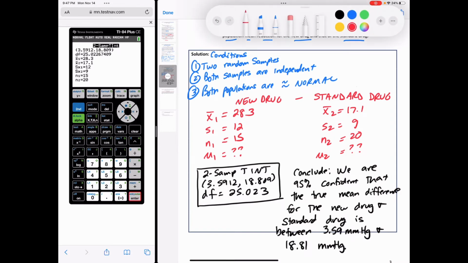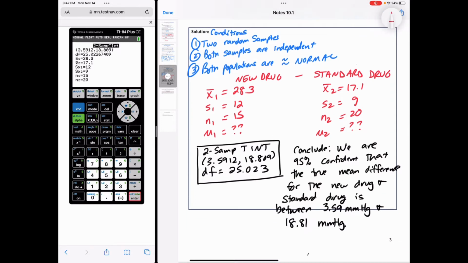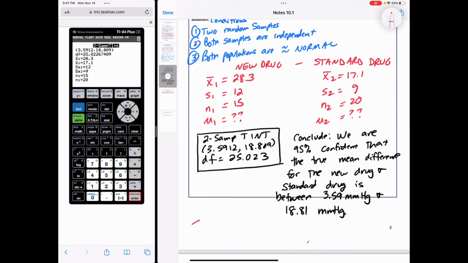Okay, so here's what this means. It means that the new drug is better. How do I know? The confidence interval is positive. When I subtracted it and made the confidence interval, the whole thing is positive. How much better is the new drug? It reduces blood pressure by between 3.59 and 18.81 mmHg more than the old drug. So the new drug is good.